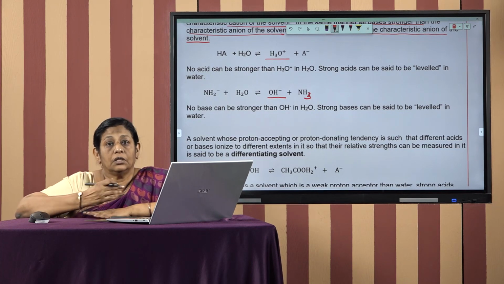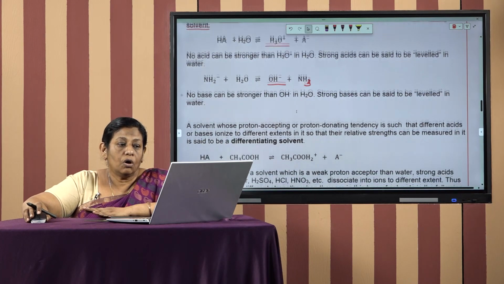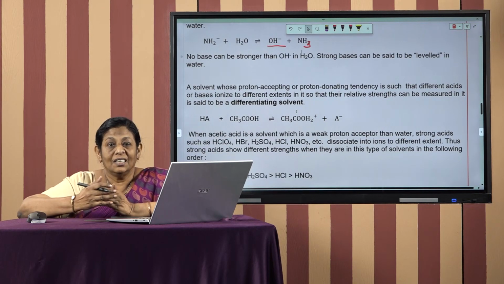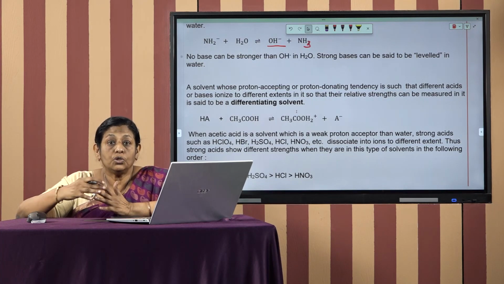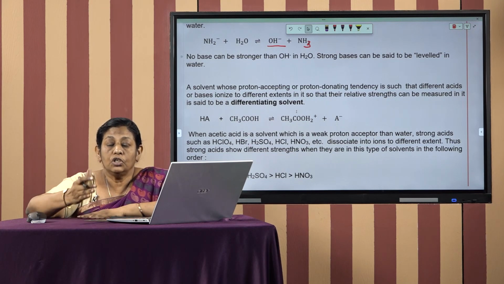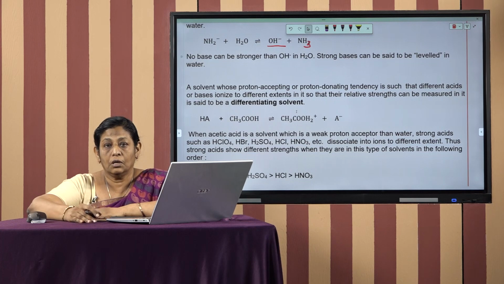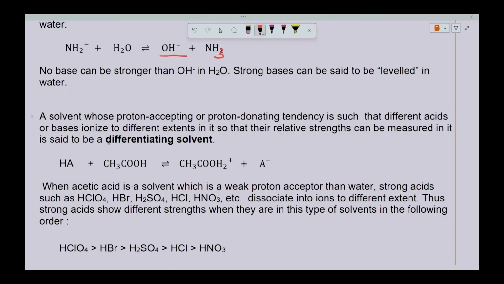But there are certain solvents where the proton donating or accepting tendency is such that different acids and bases ionize to different extents in those solvents. So, in those solvents you can differentiate the extent of ionization of an acid or a base, or differentiate which is stronger and which is weaker. Such solvents are known as differentiating solvents.